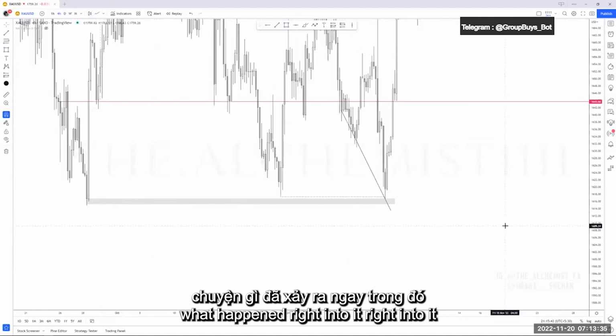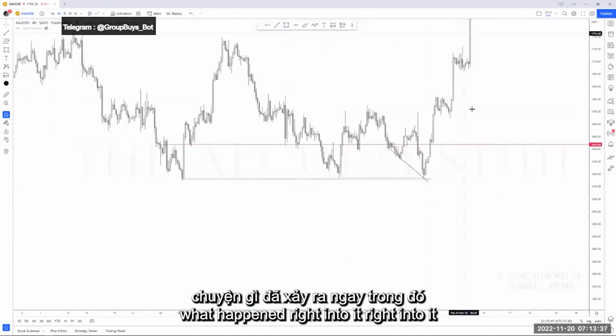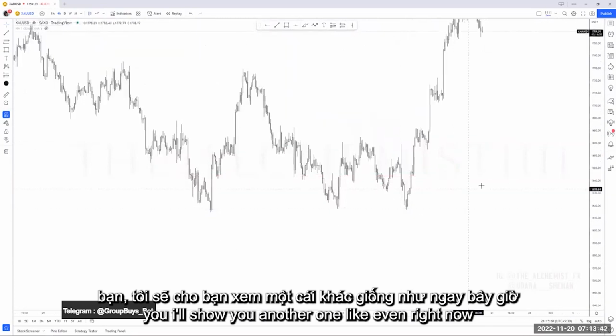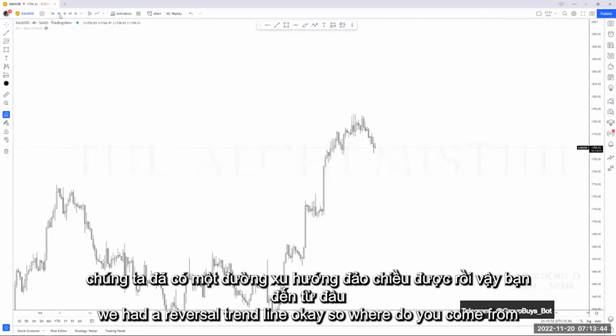What happened? Right into it. See that? Right into it, started flying. So that was another one. I'll show you another one. Like even right now, we had a reversal trend line.